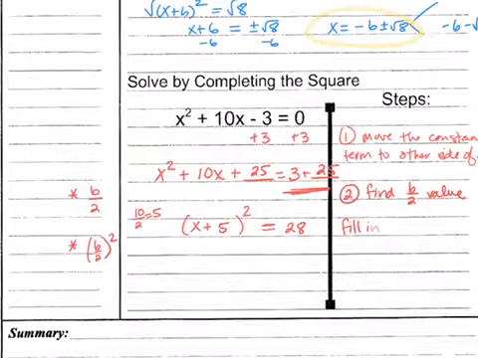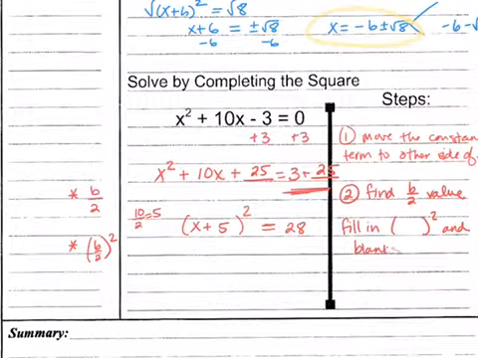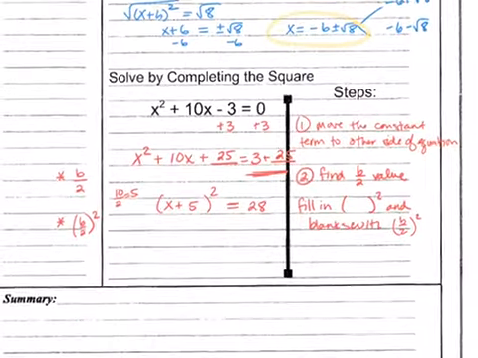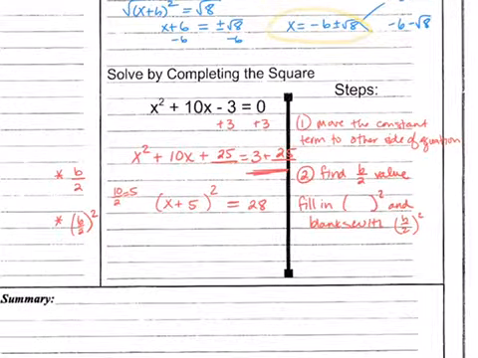So step 2 was to find the b over 2 value, fill in parentheses squared, and blanks. I'm going to add blanks with the b over 2 value squared. Okay? Now, if I'm looking at this equation that we just came up with, it looks just like the example that we just had up at the beginning of the class, solving by undoing. So we're going to solve this equation now by undoing.